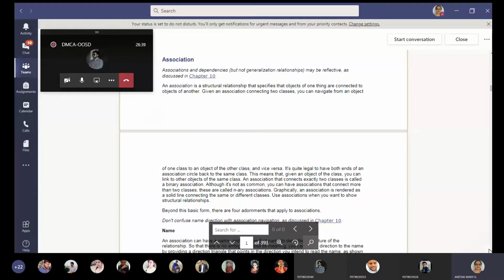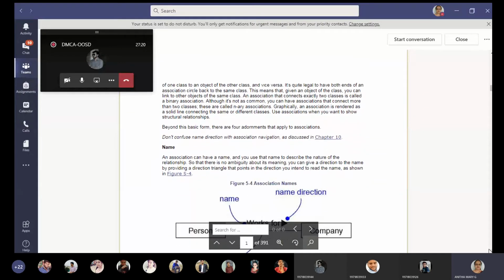An association that connects exactly two classes is called a binary association. Binary means two, so two classes. When such an association connects more than two classes, we call it n-ary association. Graphically, we represent association with a solid line. And this association part is important under relationships.